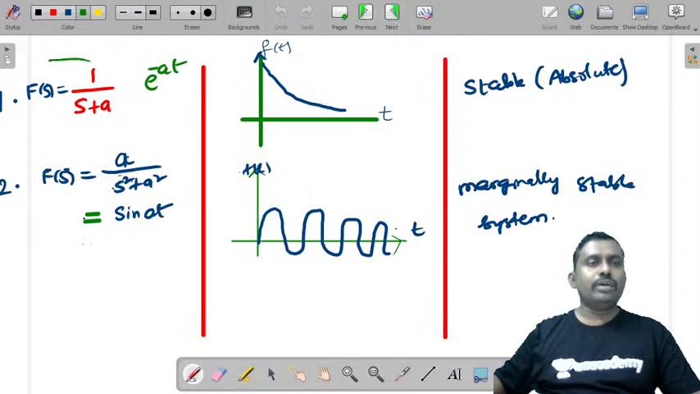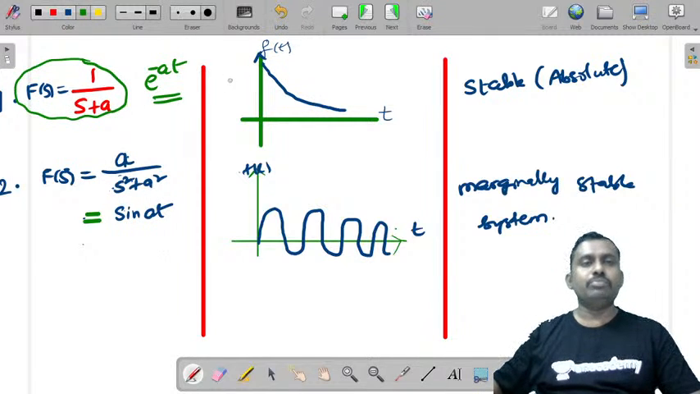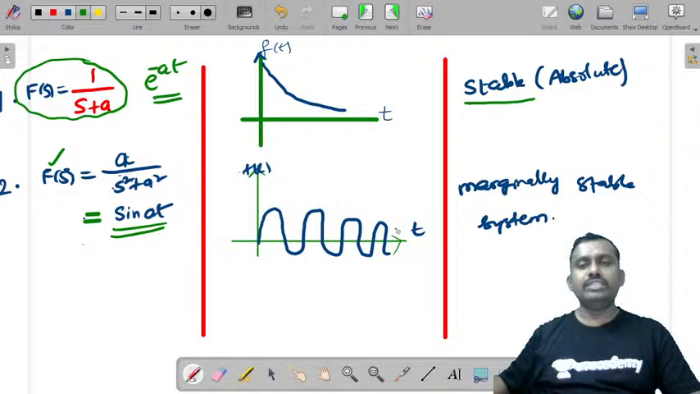Let's see. The first one is f of s equal to 1 by s plus a. Its Laplace inverse would be e power minus at. E power minus at is a decreasing exponential function, which is a stable system. Now, the second one, f of s is equal to a by s square plus a square. Its Laplace inverse would be sin at, which is a continuously oscillating function. Therefore, it is a marginally stable system rather than an absolutely stable system.